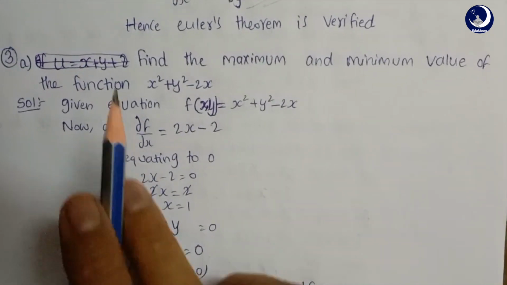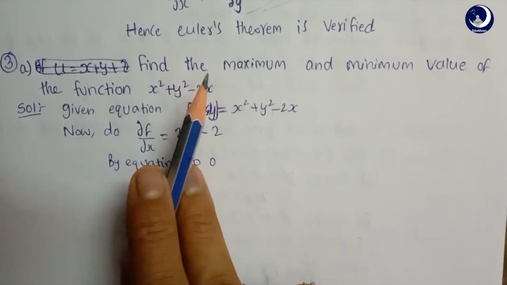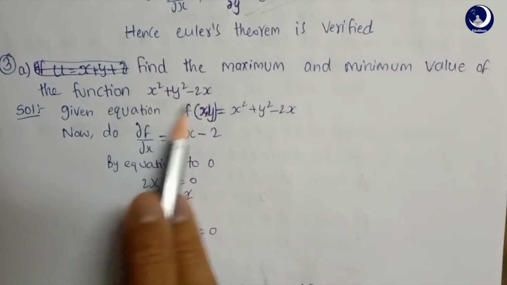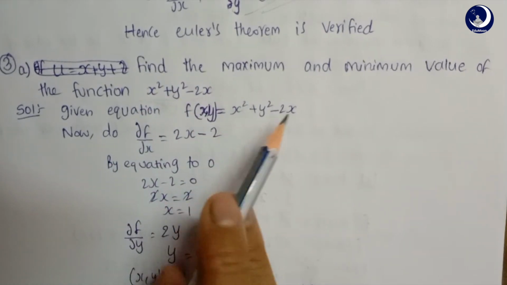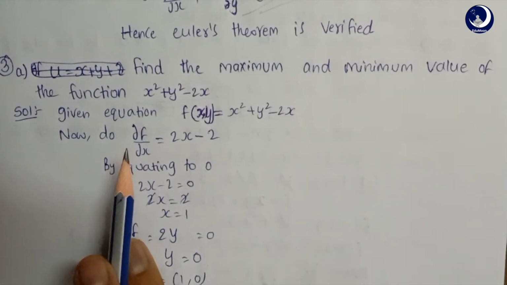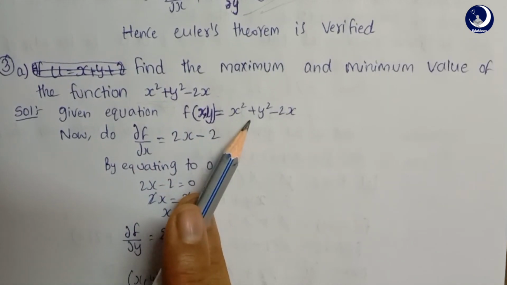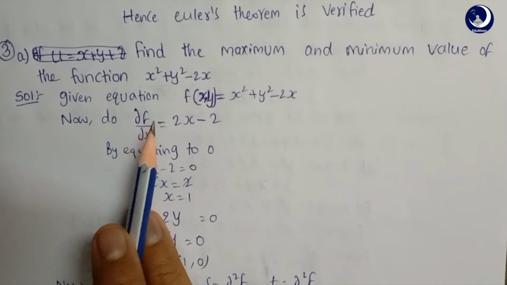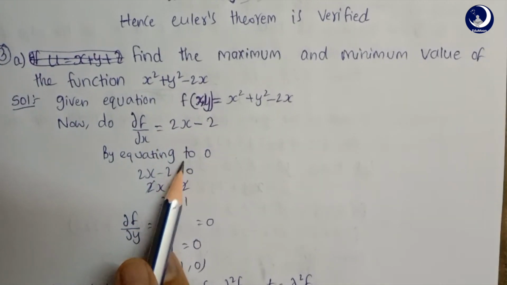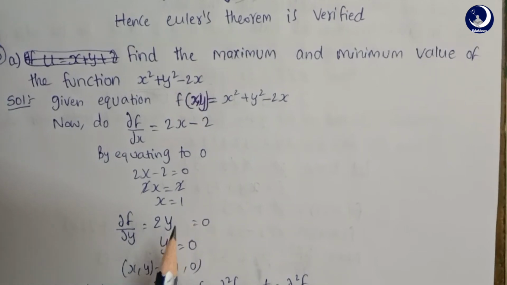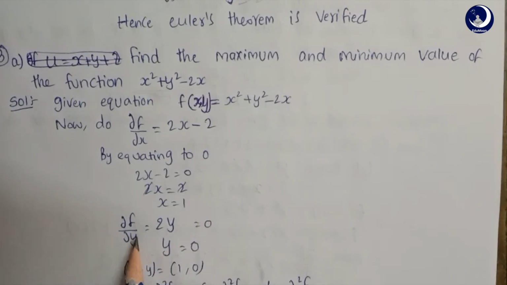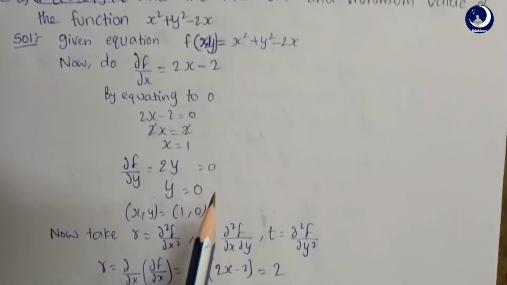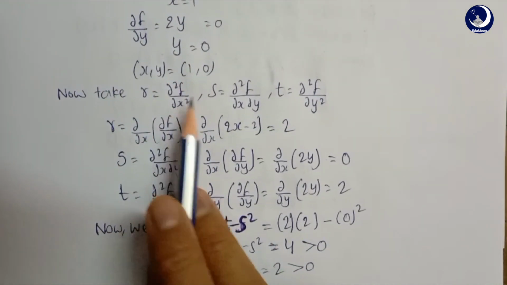Now coming to the third question. In 3A, find the maximum and minimum value of the function. Given function was f(x, y) equals x square plus y square minus 2x. Now differentiate with respect to x and with respect to y and equate with 0. We got ∂f by ∂x equals 2x minus 2. By equating with 0, we got x equal to 1. And we differentiate with y, we get 2y. Equating to 0, we get y equal to 0. We got a common point, (x, y) equals (1, 0).